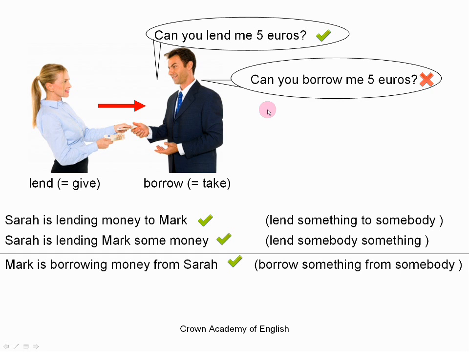Or he could say, can I borrow €5 from you, if he wants to specify the person that he is borrowing the money from. But he cannot say, can you borrow me €5? This is a very common mistake, even by English people. A lot of English-speaking people make this mistake. And that is why we are doing this lesson, to show you the difference between borrow and lend. Borrow is the person receiving the object, and lend is the person giving the object.